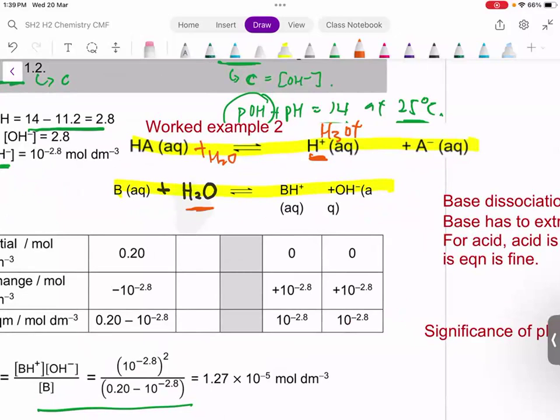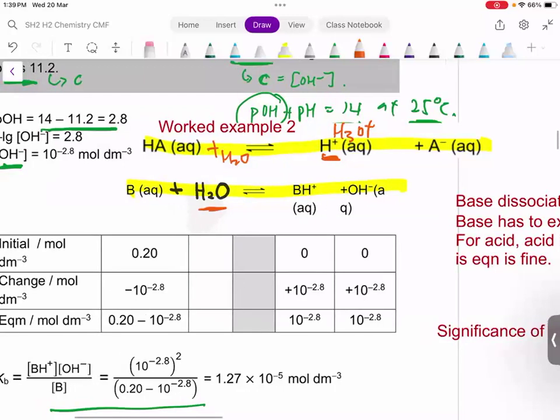Can someone tell me why? Why so? Do you notice that when we talk about acid dissociation, water is an optional reagent, okay? But when we talk about base dissociation, water must always be there. Why so? So it's according to your Bronsted-Lowry definition, acid is a proton donor. So on its own, can it donate proton? Yes. Okay, with or without water, acid can give away H plus.